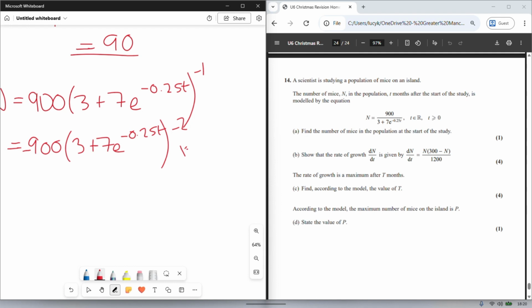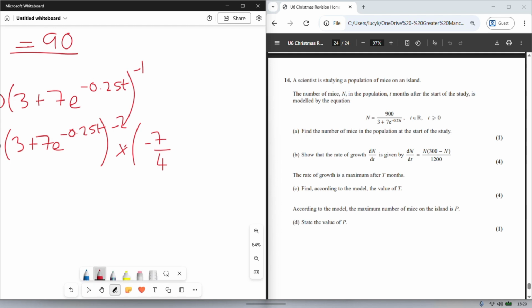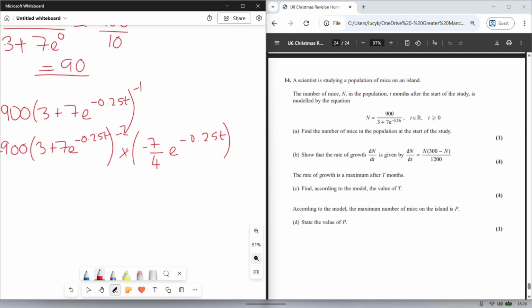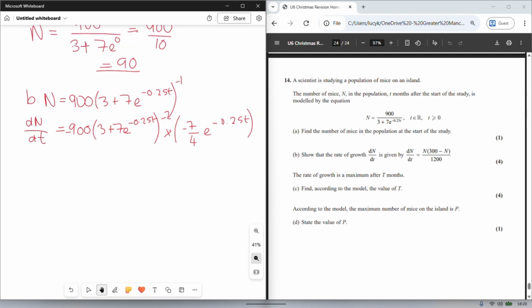So the 3 bit is just going to disappear completely, and then we're going to bring that minus 0.25 down. So that'll become minus 7 over 4, and then the e to the minus 0.25t bit will stay the same. So that is what it is. I'll zoom out just so you can see what that is, because it's quite a lot there. There we go, you can see it now.